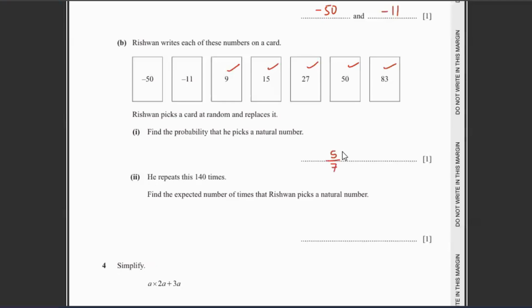Then he repeats this 140 times. Find the expected number of times that Rizwan picks a natural number. So when he repeats this 140 times, the expected number will be the probability times the number of times he is repeating the same process. So this gives you 5 times 20, which is 100.